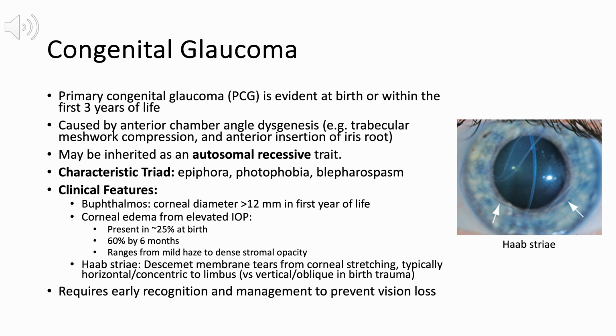edema. Corneal edema is caused by endothelial dysfunction as a result of elevated intraocular pressure, and it is present in roughly 25% of cases at birth and in 60% by 6 months, with severity ranging from mild haze to dense opacity. Another hallmark is Haab striae, which are horizontal or concentric Descemet membrane tears from corneal stretching, distinct from vertical or oblique tears in birth trauma. The accompanying image shows corneal Haab striae indicated by arrows.